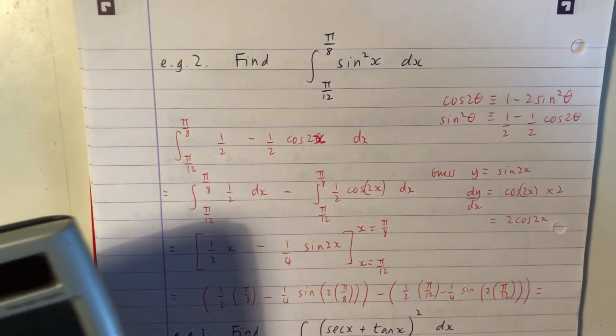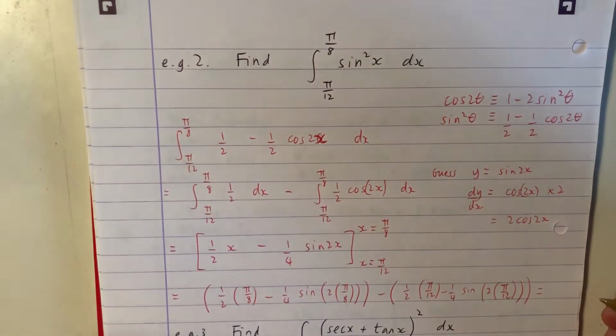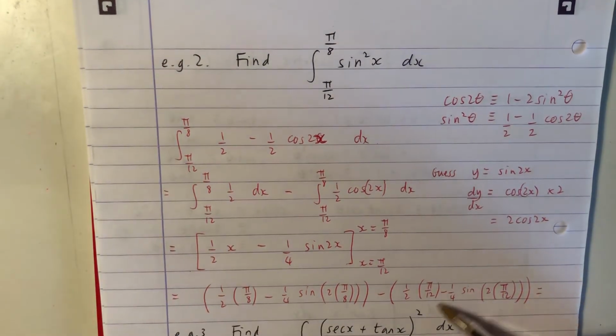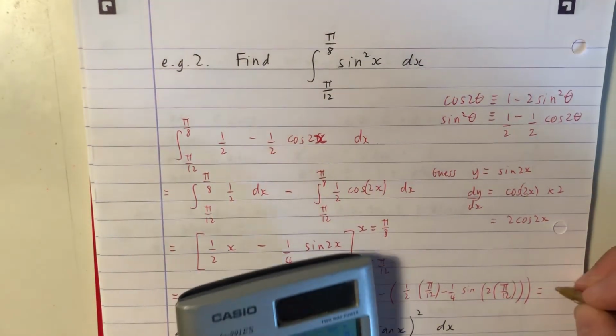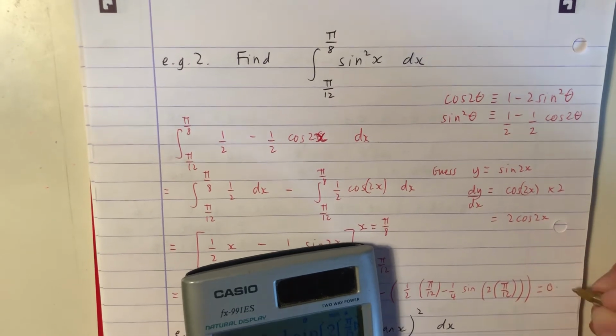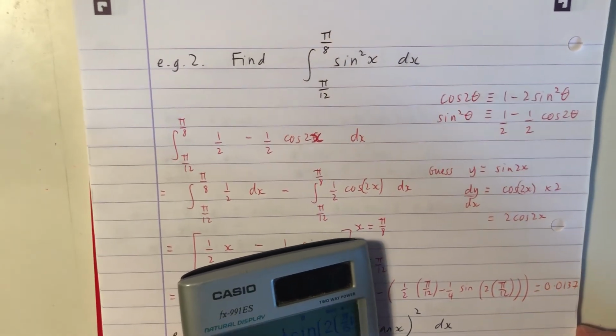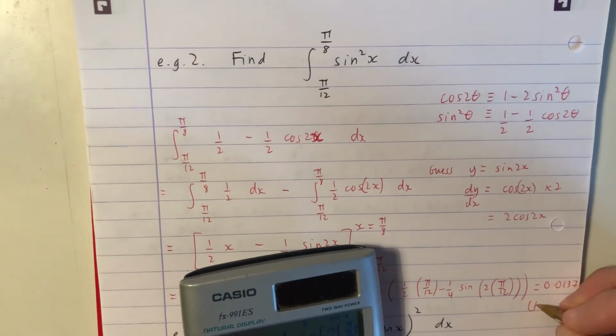it's annoying, but it didn't ask for an exact answer, so I can actually give the decimal version. If you had to do the exact answer, you'd have to take it in terms of pi. So that's 0.0137 to 3SF.